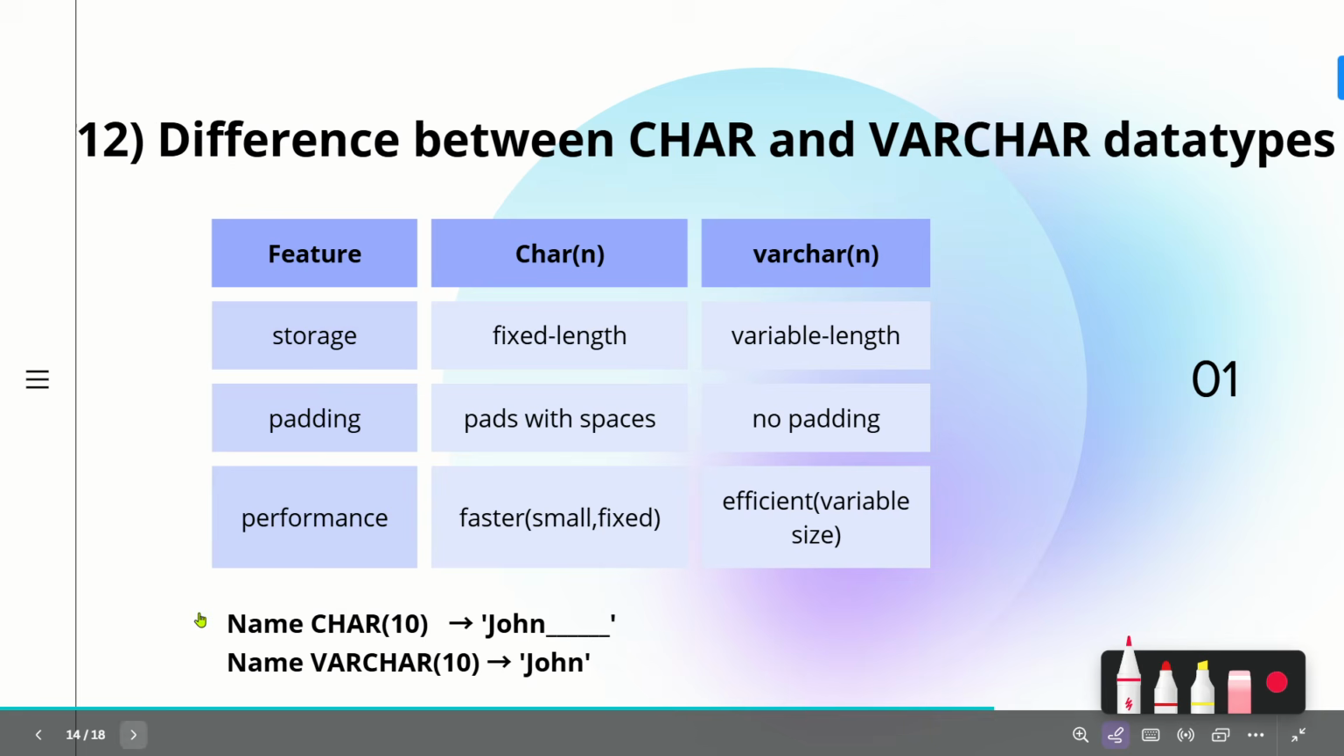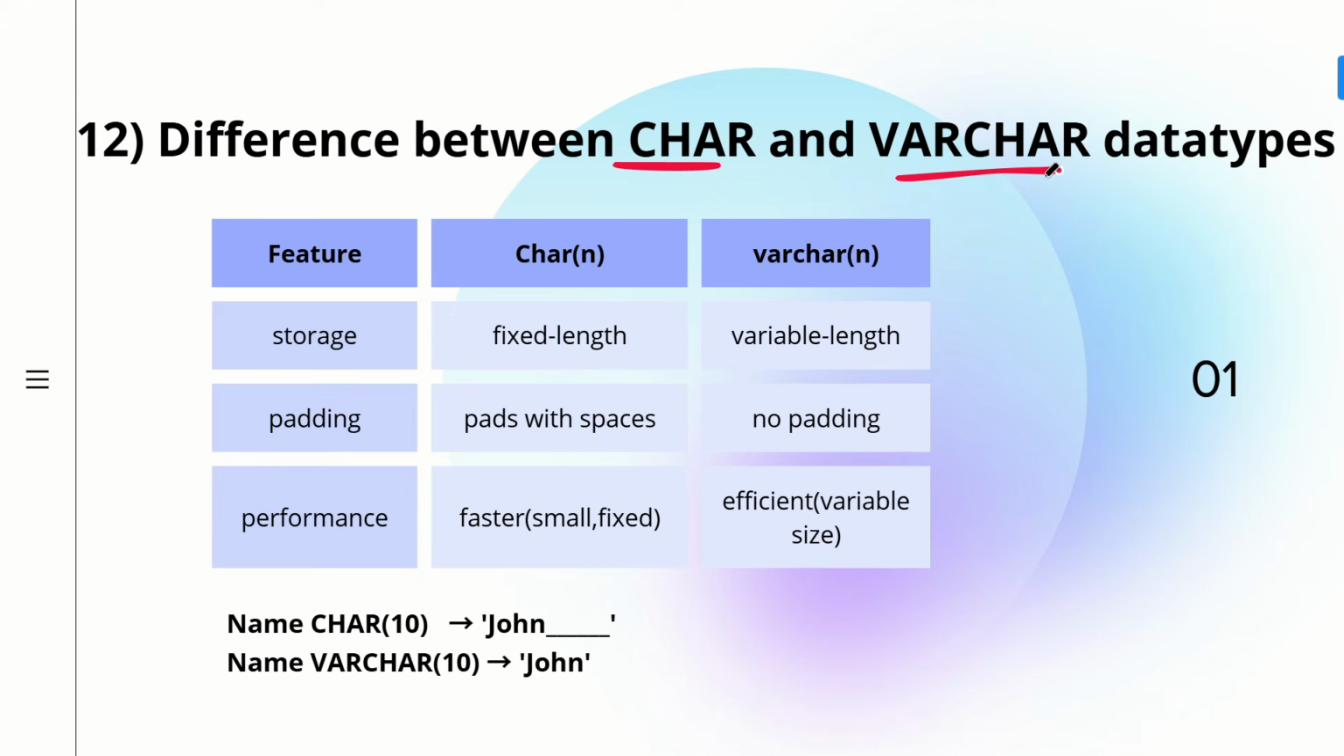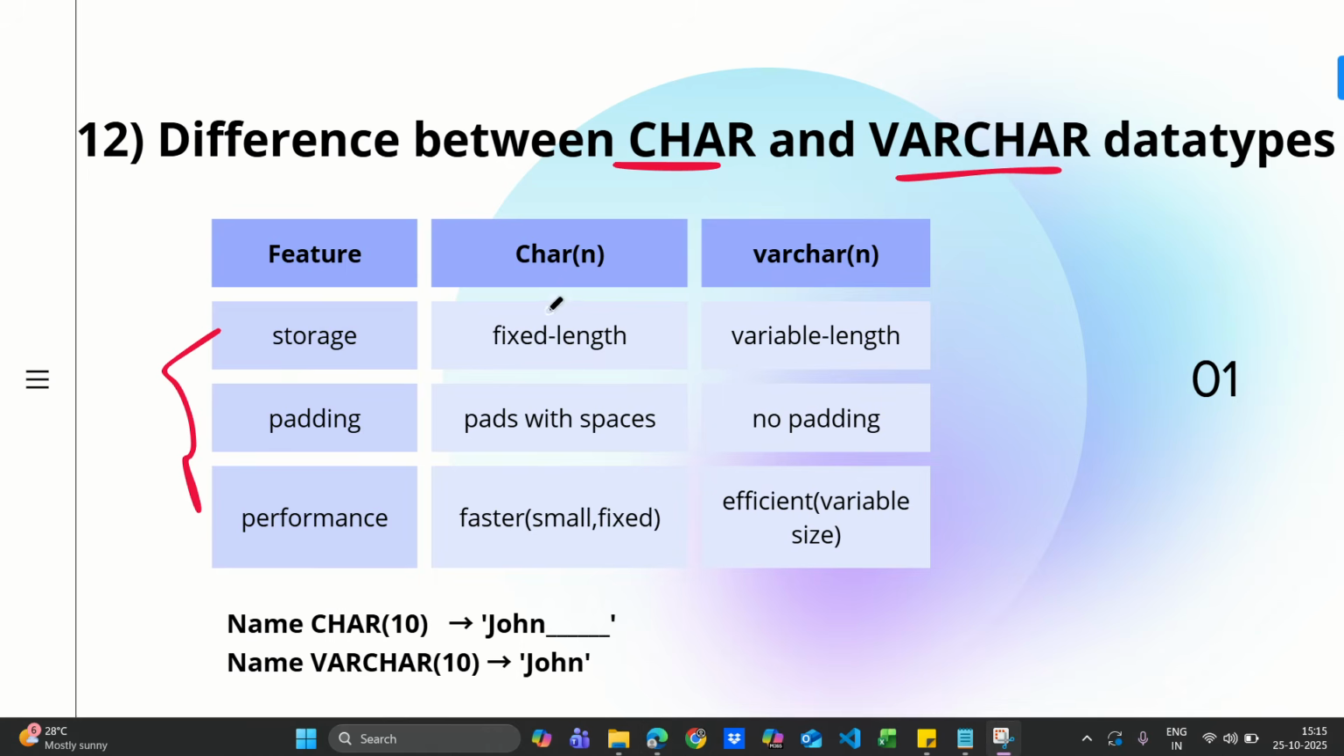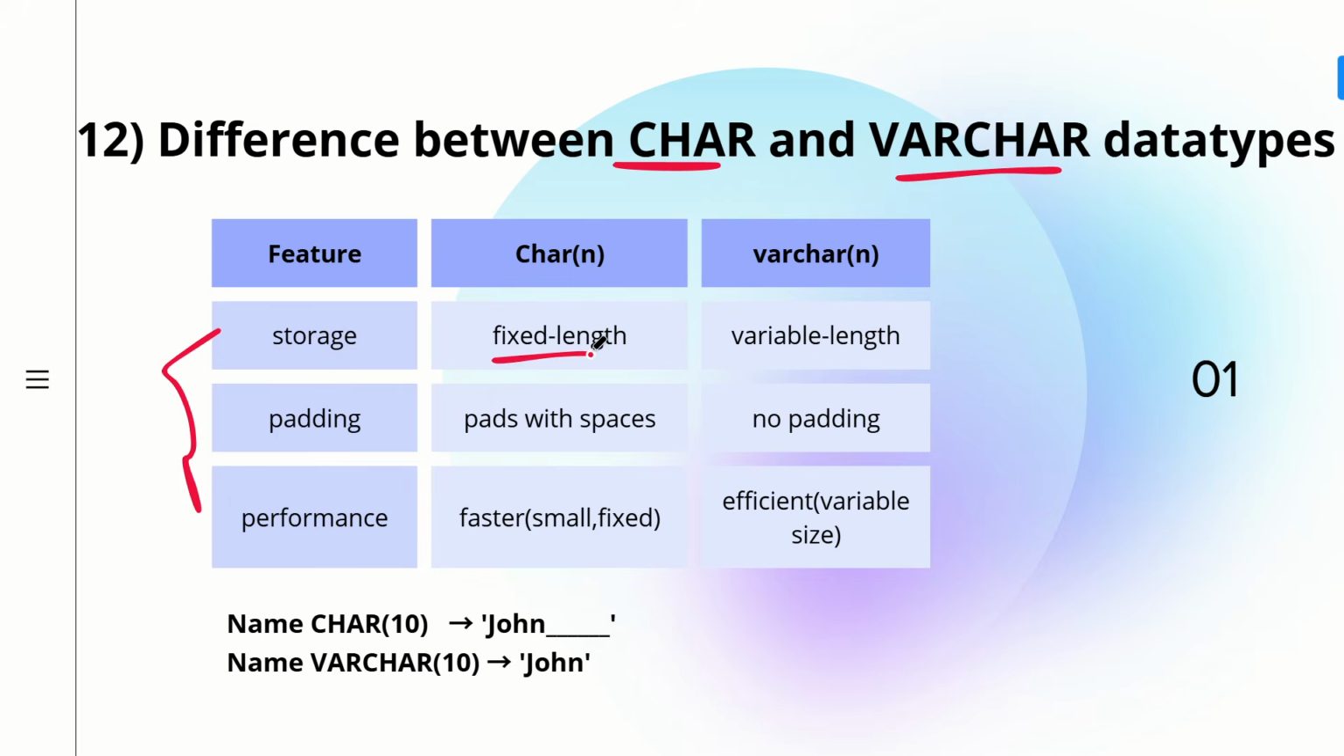Now we will see our 12th question. What is the difference between char and varchar data type? There are three differences. First is storage. In storage, for char there is a fixed length. If you give 10 here, then 10 will be its storage. It is going to have a static or fixed length.